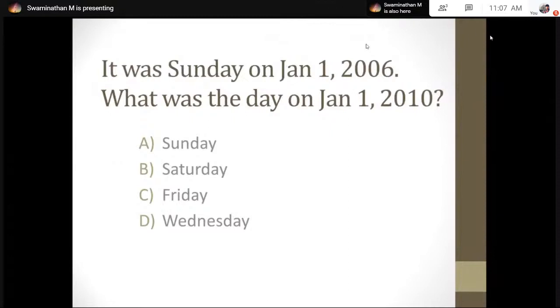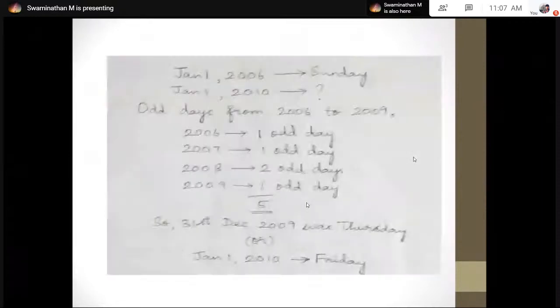Okay. So many have given the answer as Friday. Now I will see the explanation for this. Jan 1, 2006 is Sunday. We have to find Jan 1, 2010. So we have to calculate the odd days from 2006 to 2009. 2006 is an ordinary year, so 1 odd day. 2007 ordinary year, 1 odd day. 2008 is a leap year, so 2 odd days. 2009, 1 odd day. So 5 odd days are there.